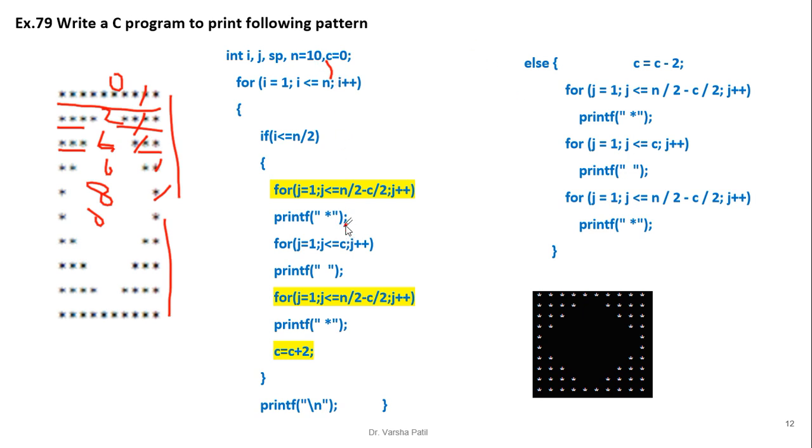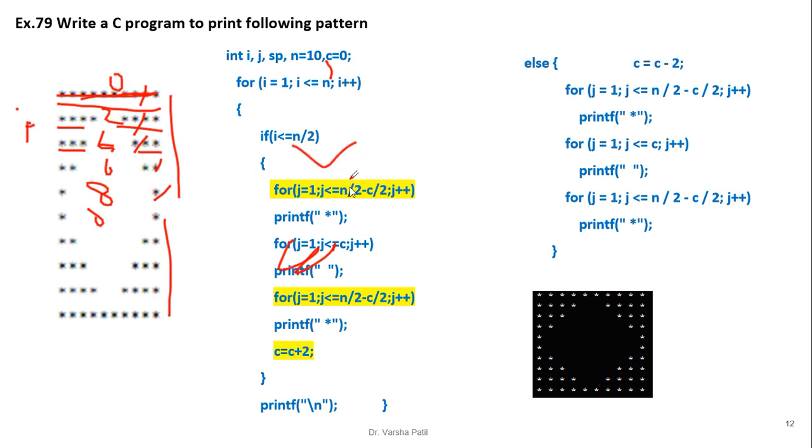Here c is equal to 0, so it will go to n by 2, that is 5 times, j plus plus, it will print star. For the first time we require to print all stars. So for j equal to 1, j less than or equal to n by 2, j plus plus, print star. Now it will print 5 stars. Next, j equal to 1, j less than or equal to c, j plus plus. Here space is 0, so 0 space will get printed. Basically it will not go into this loop. Next we are going again 5 times, it will print the 5 stars. After that we are incrementing c equal to c plus 2. Now see, next time i is equal to 2.